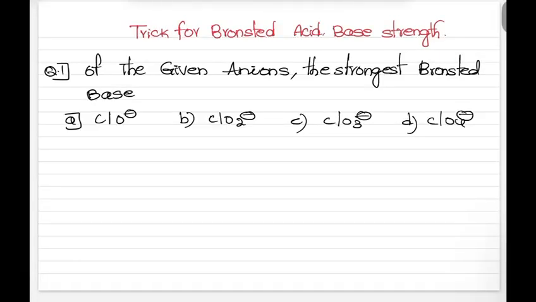Most of the students will get confused solving this type of question. Generally in IIT or NEET, they will ask a question like: arrange the following in decreasing or increasing order of acidic strength or basic strength. Otherwise they will ask: among the following, which is the strongest Bronsted acid or strongest base? To solve this type of question, here is the trick.